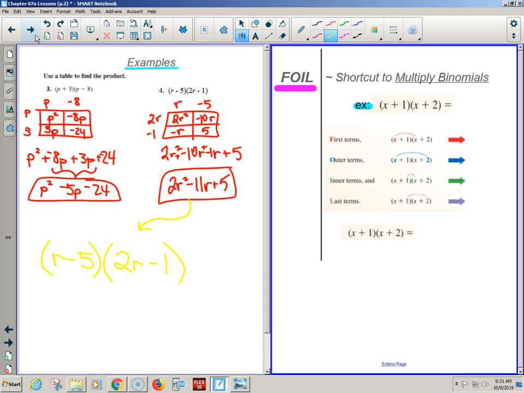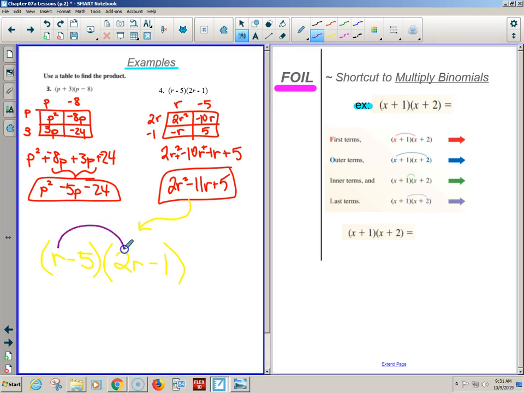So, a table is good for this problem, but distribution could have worked too. And distribution with FOIL just makes the shortcut. First times first. R times 2R is 2R squared. That's doing my first. I'll zoom in on this page in just a second. Over, under. Would that be a positive 1R or negative 1R? Oh, we already know it's negative 1R. In a table, it's super clear to see. When you're trying to do the shortcut, it's harder to see. But if you see that little minus, you're like, oh, that's adding a negative. Got it. Negative 1 times R is negative 1R.